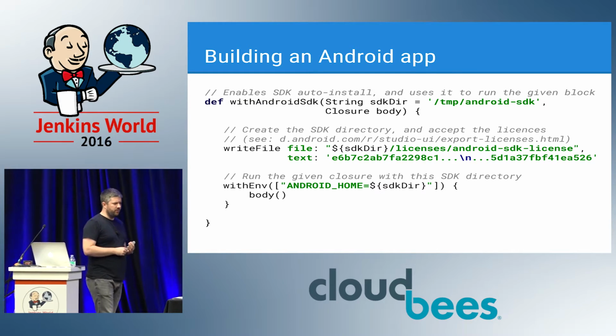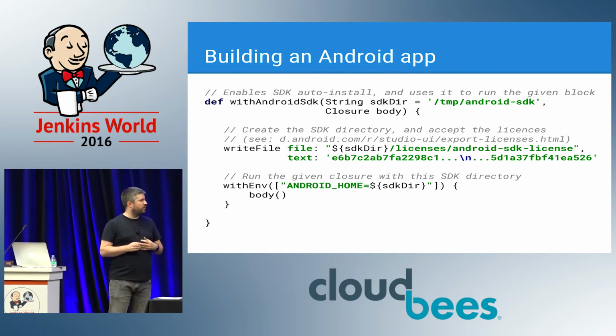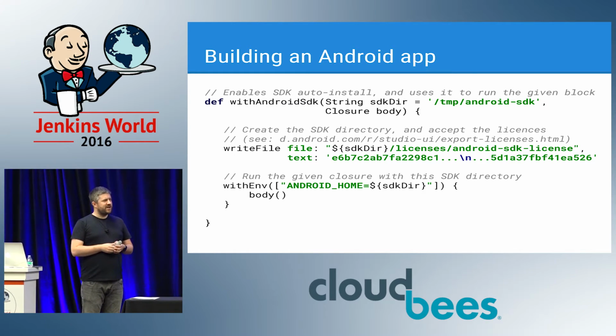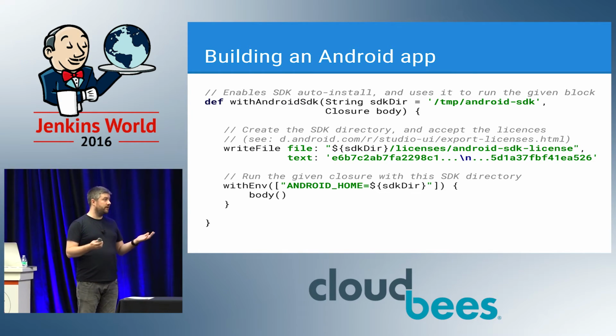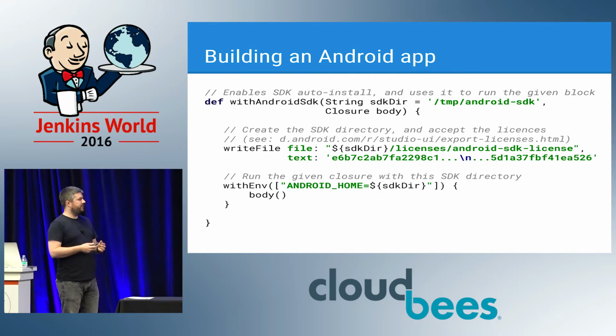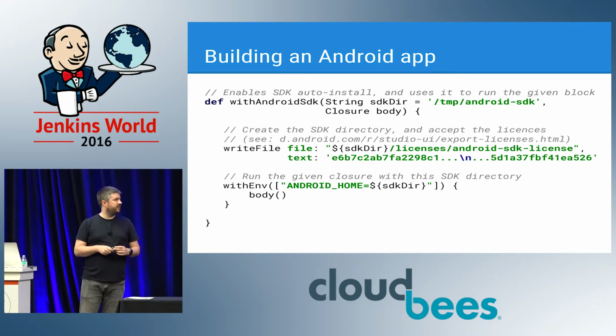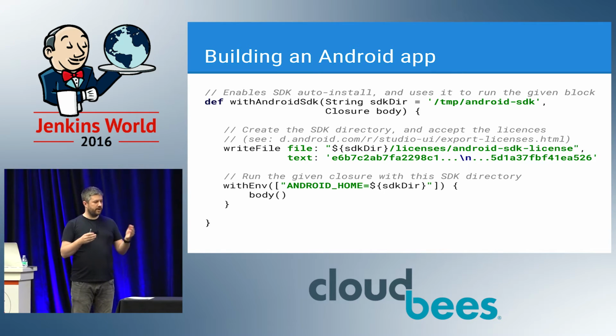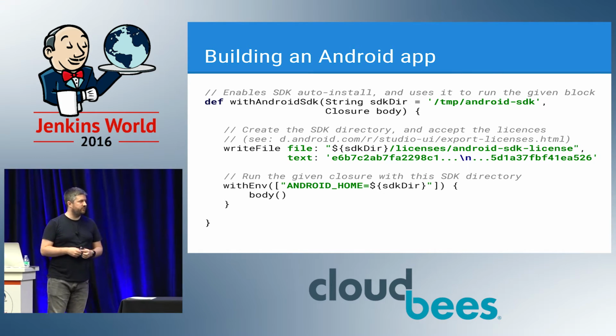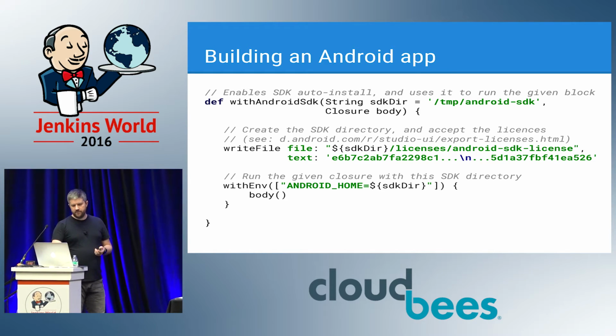So as I mentioned, this weird licensing situation for the Android SDK requires that you write the hash of the license text to a file in your SDK directory. I don't know. So that's what we do. We just have this write file step, and we write this hash in there. And then we have a withEnv, so that's exporting an environment variable. We're telling the Jenkins build, okay, my Android home, that's my SDK directory, is here. And then I run this body, I run this block that I pass into it. So we'll see that on the next slide.